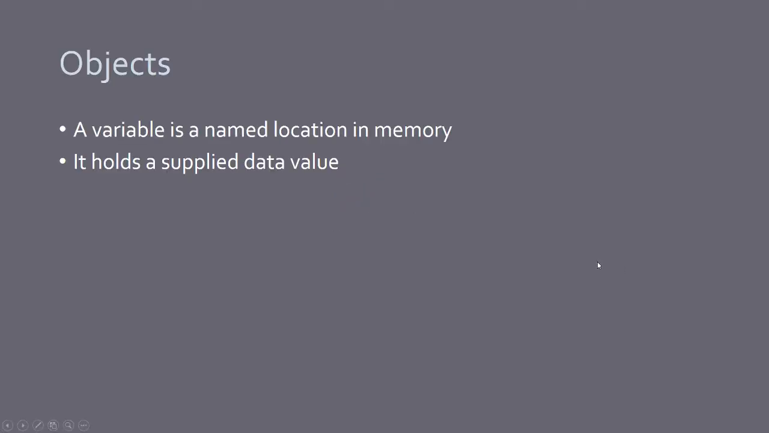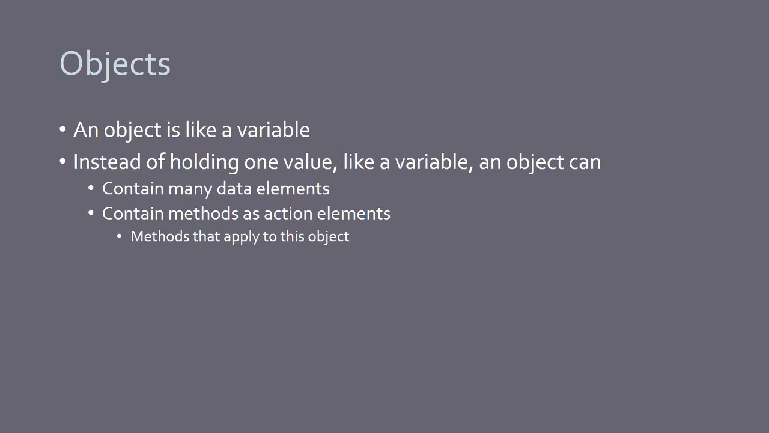And classes define objects. So just like a variable is a named location in memory that can hold a supplied data value, like a person name variable holding a value like Sam, an object is like a variable, but instead of holding one value, an object can contain many data elements, and it can contain many methods that can act as actions that this object can do or is associated with.